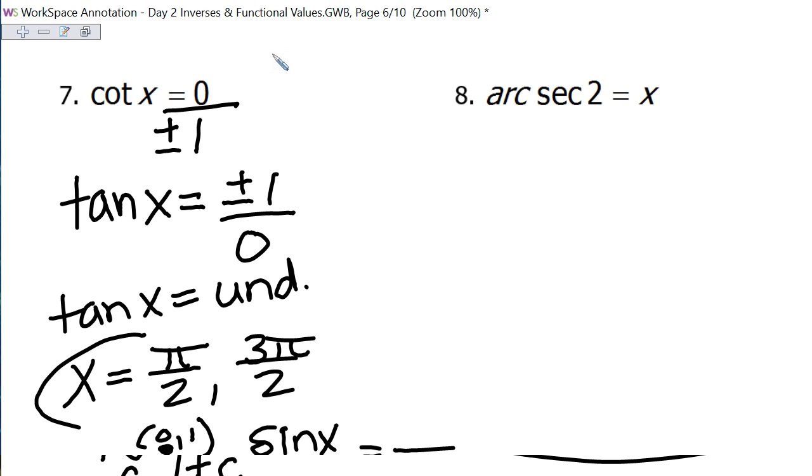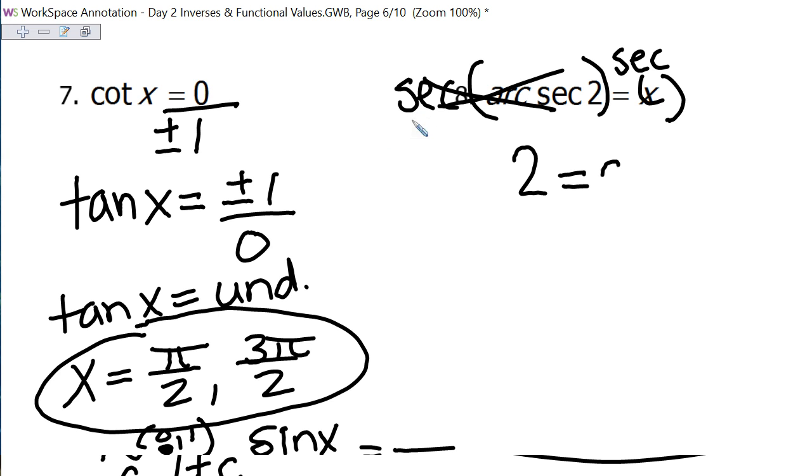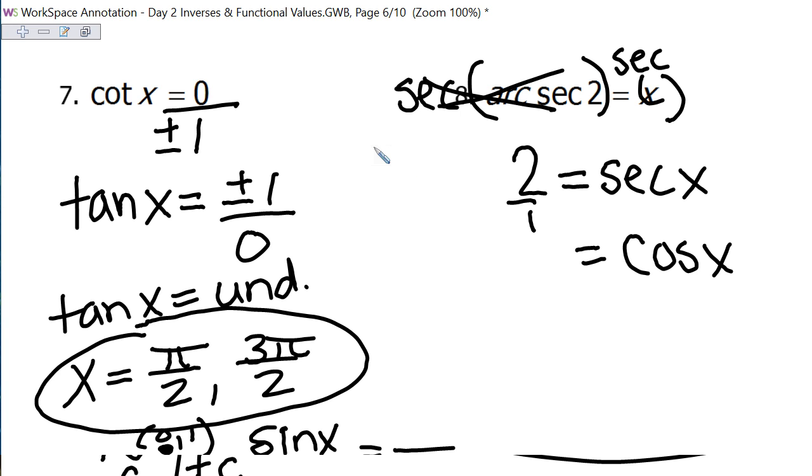Number 8, how can I get rid of arcsecant? Take the secant of both sides. So take the secant of the left side, take the secant of the right side. So secant, arcsecant, those cancel. So that leaves us with what for the left side? 2, and on the right side would be secant of x. And the secant, I could change that to cosine. And if secant is 2 over 1, the cosine would be 1/2.